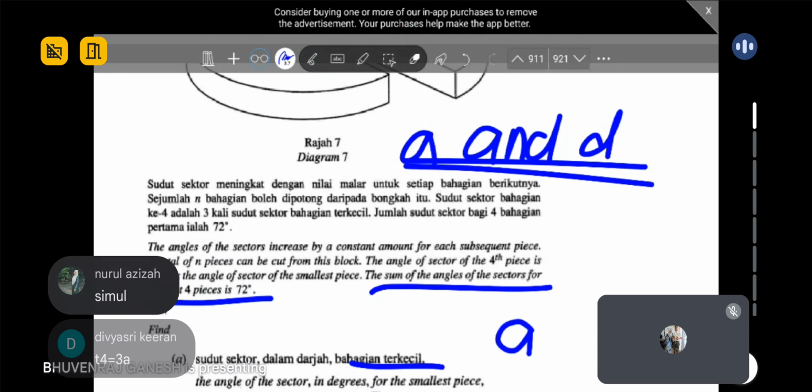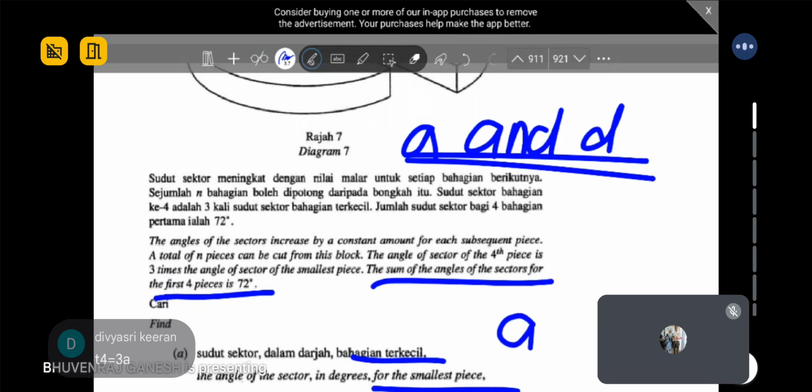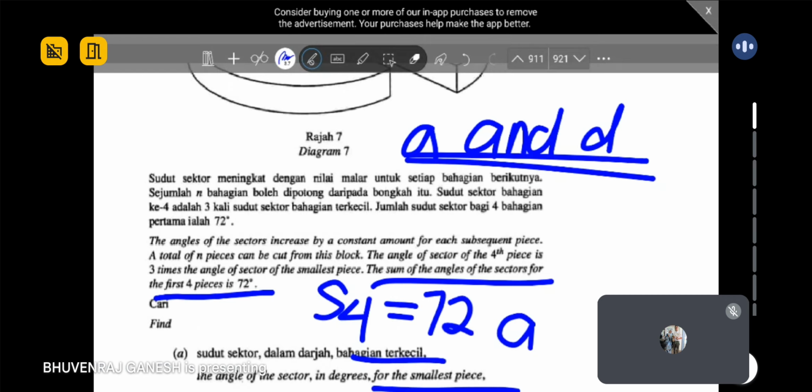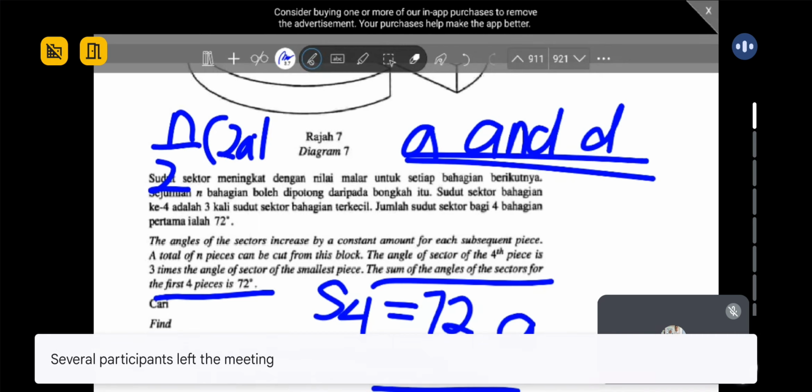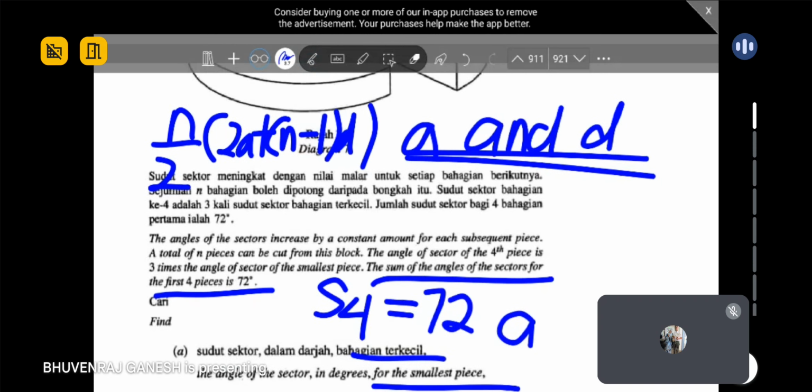So persamaan serentak lah. Simultaneous equation. Okay, so first equation, S4 equal to 72. Okay, so then just apply rumus untuk arithmetic. N over 2, 2A plus N minus 1, D. Okay, so this is your formula.